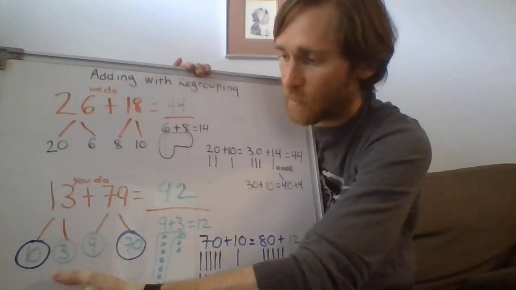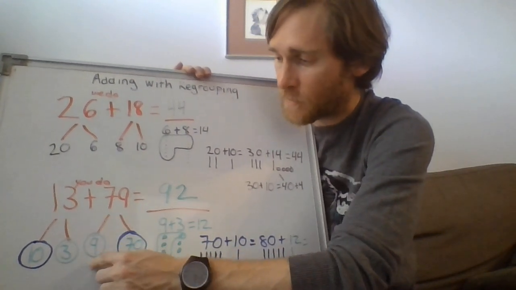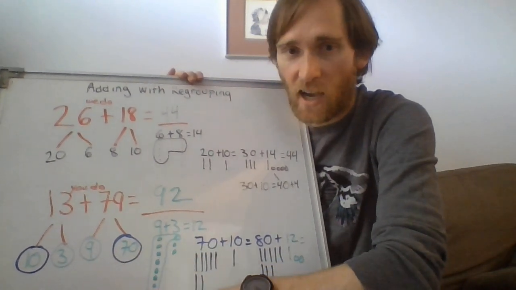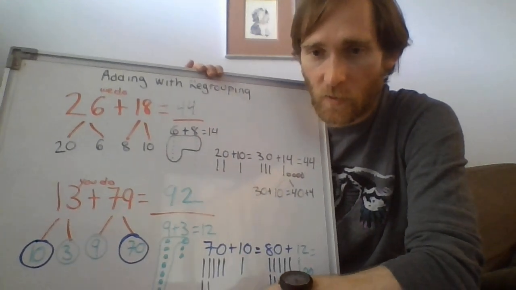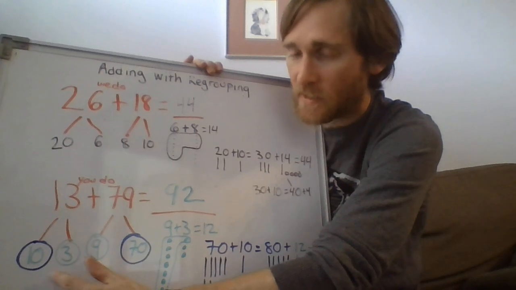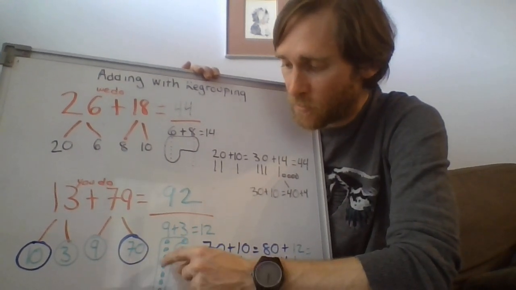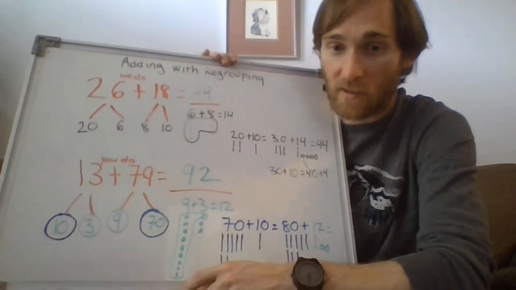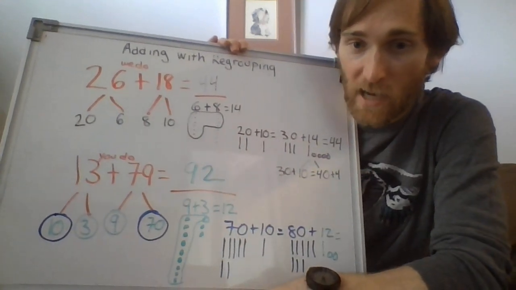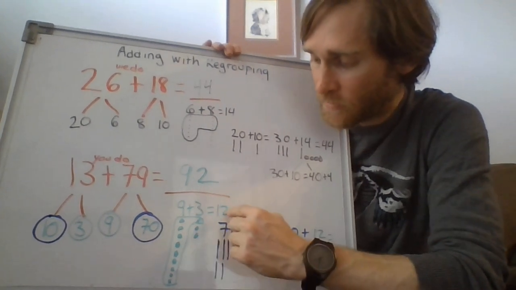13 plus 79. When we break apart 13, it's a 10 and a 3. Break apart 79, 9 and 70. I use different colors with the circles to show where the ones are and where the tens are. So I've circled the ones in green, 3 plus 9. And I have it right here, 9 plus 3. Oh, we almost made a 10 right there, but we didn't. So 9 plus 3 is equal to 12. 12 is 1 10 and 2 ones.